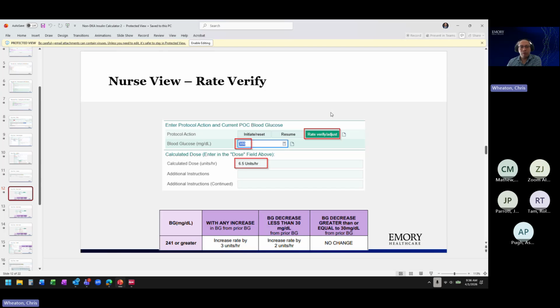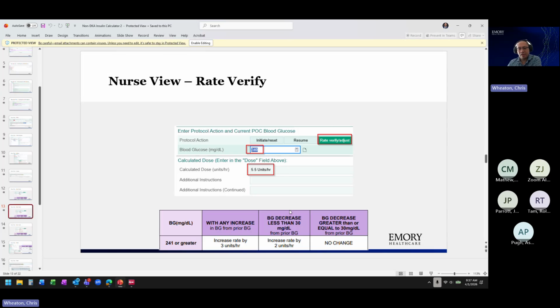Depending on how the blood glucose changes, you will use the rate verify adjust action, and the titration based on that blood glucose level from the previous rate will then calculate out. So our previous level was 350, we increased to 380, and because it was an increase and it's greater than 241, it increases the rate by 3 units per hour, so it makes a total of 6.5 units per hour.